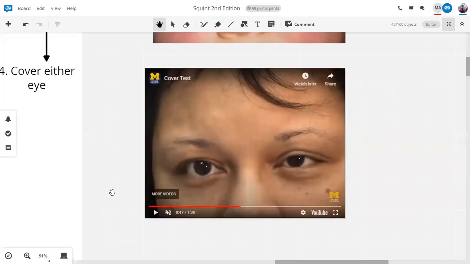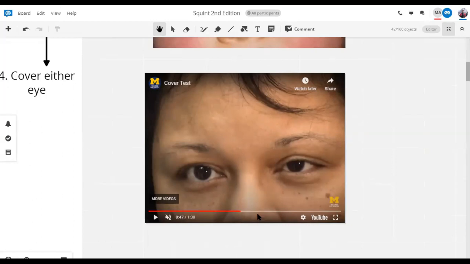So what have you understood so far? What did you see? What was happening? Which was the fixing eye? Which was the deviating eye? And what does this patient have? Right, so you're saying this patient has a right esotropia.